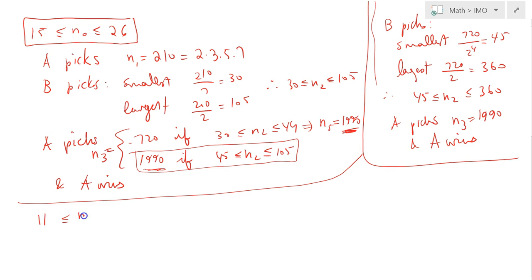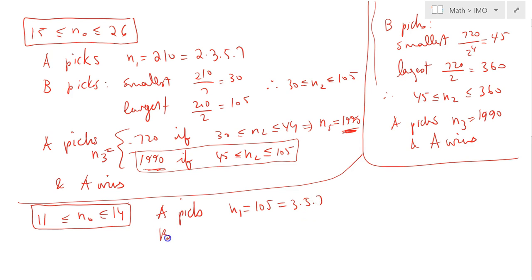Now that we understand the logic, we can get faster probably. So 11 to 14. When n0 is given in this range, A picks n1 equals 105, which is simply equal to 3 times 5 times 7. Then B picks 105 over, well, the smallest it can pick is 105 over 7.